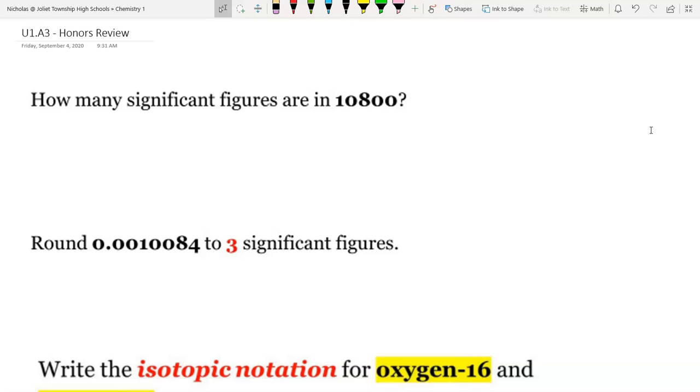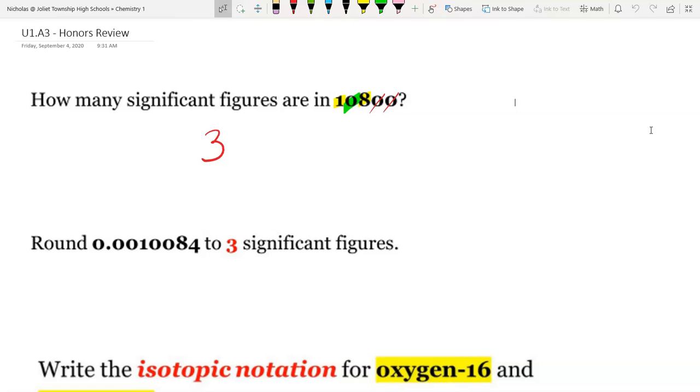Well, if we go with our rules, we know that the 1 and the 8 are significant because those are non-zero digits. This 0 in the middle is significant because it's sandwiched between two numbers. Now the zeros to the right of the 8, because there isn't a decimal place, these would not count. Those are not significant. So in this case, there would be 3 significant figures.